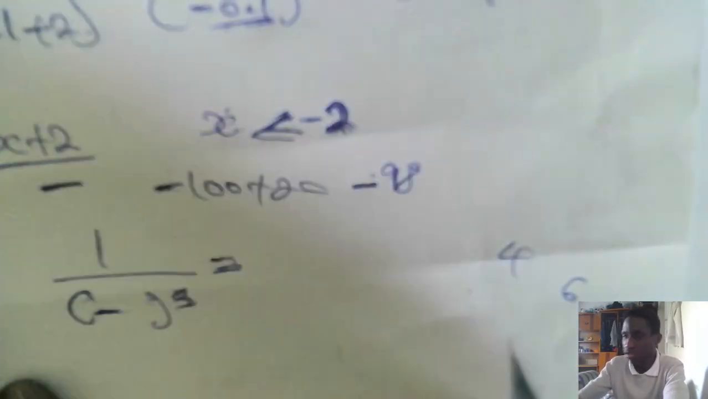The cube here will not affect the negative sign because it's a cube. If it was a square, the negative sign would change to positive. If it was to the power of 4, it will change to positive. If it was to the power of 6, positive, 8, 10, a million, positive. But if it's an odd number power like 3, 5, 7, 9, 11, it won't affect the minus sign. The minus sign will still be there. So you have 1 over minus something all cubed.